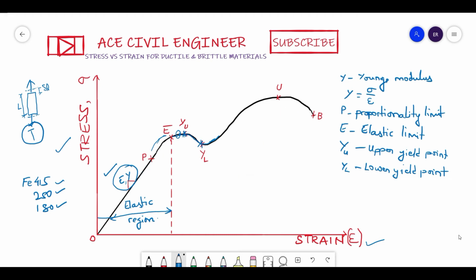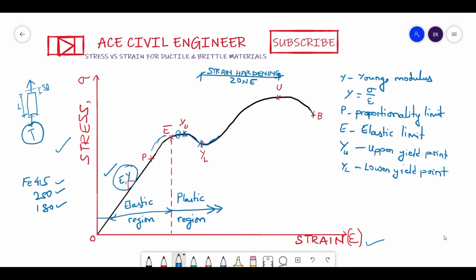So friends, here what we understood is that beyond this point, whatever you see is completely in the plastic region. Plastic region means, friends, the material is not going to regain its original shape. Once the elastic limit has been crossed, then obviously you are not going to get back its original shape. Now after this lower yielding point, the curve tries to move up with a small increase in load. Friends, I will consider this as the strain hardening zone.